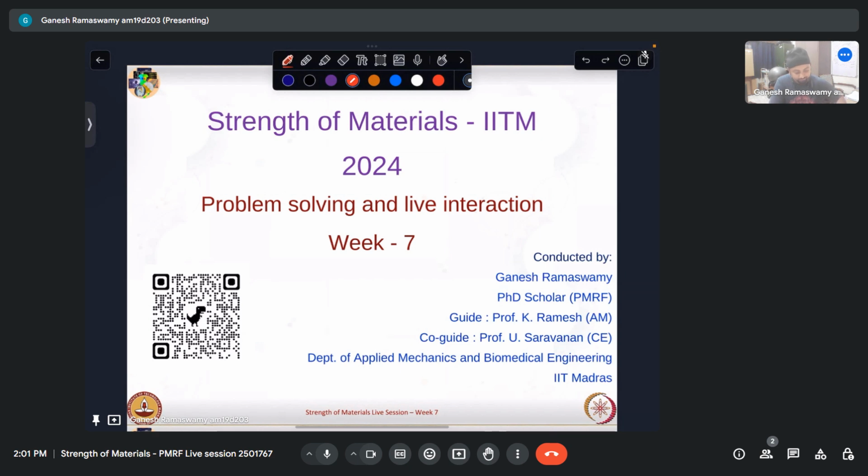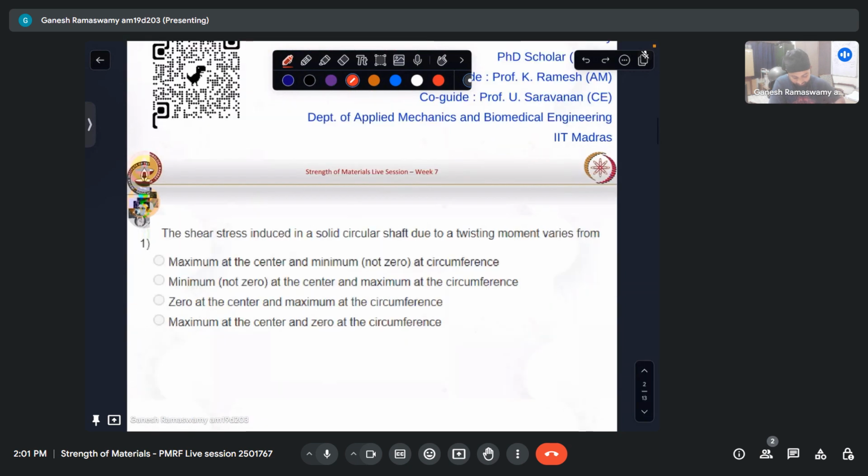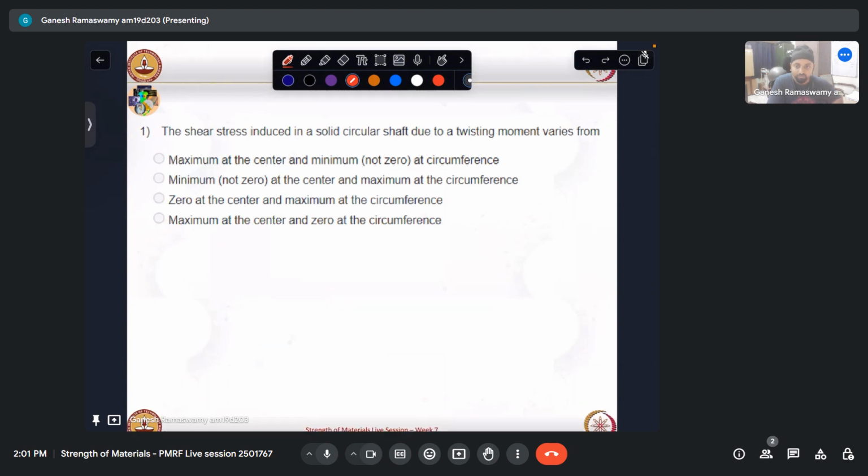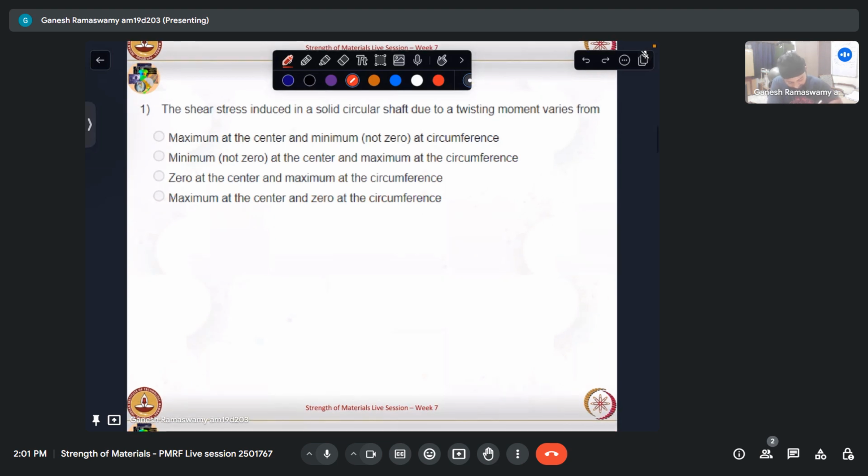So, let us move on to the first question of the day. It asks: the shear stresses induced in a solid circular shaft due to a twisting moment vary from where to where, and how? So let us look at this.